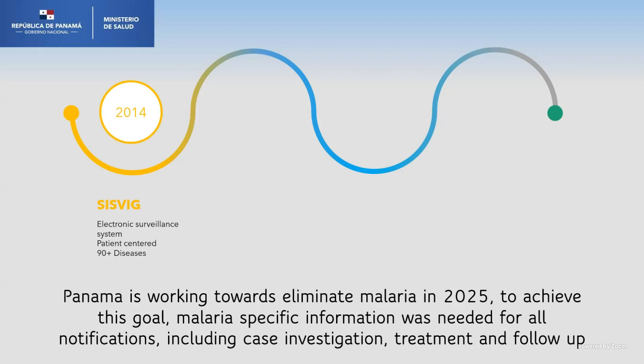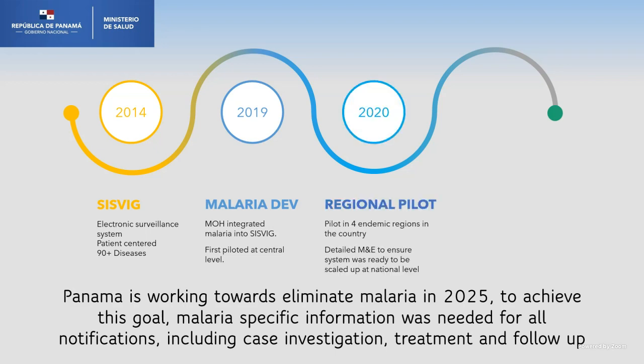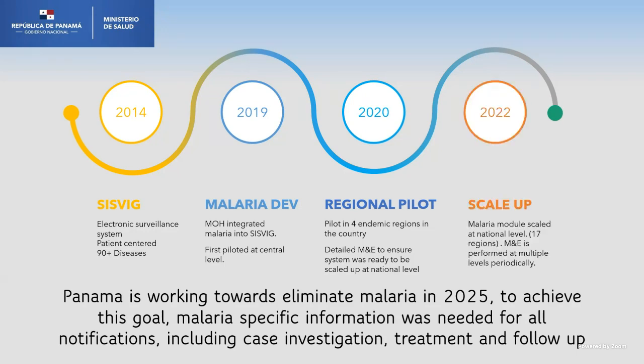SISBIC has been working since 2014, and the malaria development started in 2019. At first, it was piloted at the central level. Then in 2020, we had a regional pilot supported by the four endemic regions in the country. We ran a detailed monitoring and evaluation to ensure that the system was ready to rescale at the national level. This year, the scale-up was completed. The system is scaled at the national level in 17 different regions, and there is a monitoring and evaluation plan, which is basically performed at multiple levels periodically.